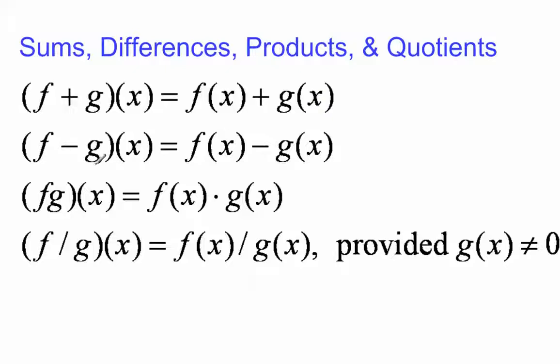If it says f minus g of x, well, we're going to figure out f of x, we're going to figure out g of x, and then we're going to subtract the two. So f of x minus g of x. Same thing if there's no symbol between f and g, two functions, that would indicate multiplication. So we'd figure out f of x, we'd figure out g of x, and then we'd multiply the results. If it's f slash g, if it's written horizontally, then that would indicate division. So we would take f of x divided by g of x.